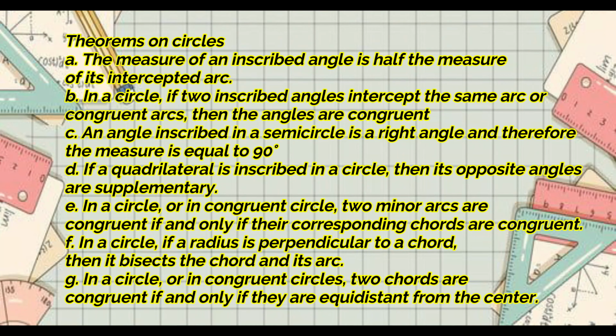In a circle or in congruent circles, two minor arcs are congruent if and only if their corresponding chords are congruent. In a circle, if a radius is perpendicular to a chord, then it bisects the chord and its arc. In a circle or in congruent circles, two chords are congruent if and only if they are equidistant from the center.